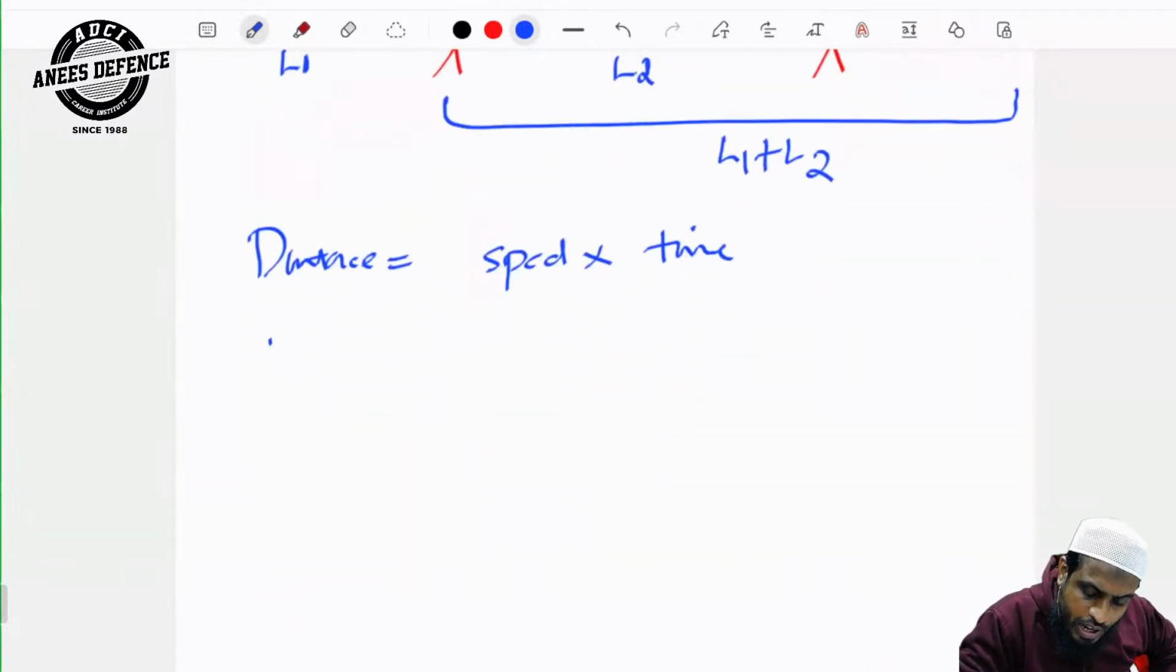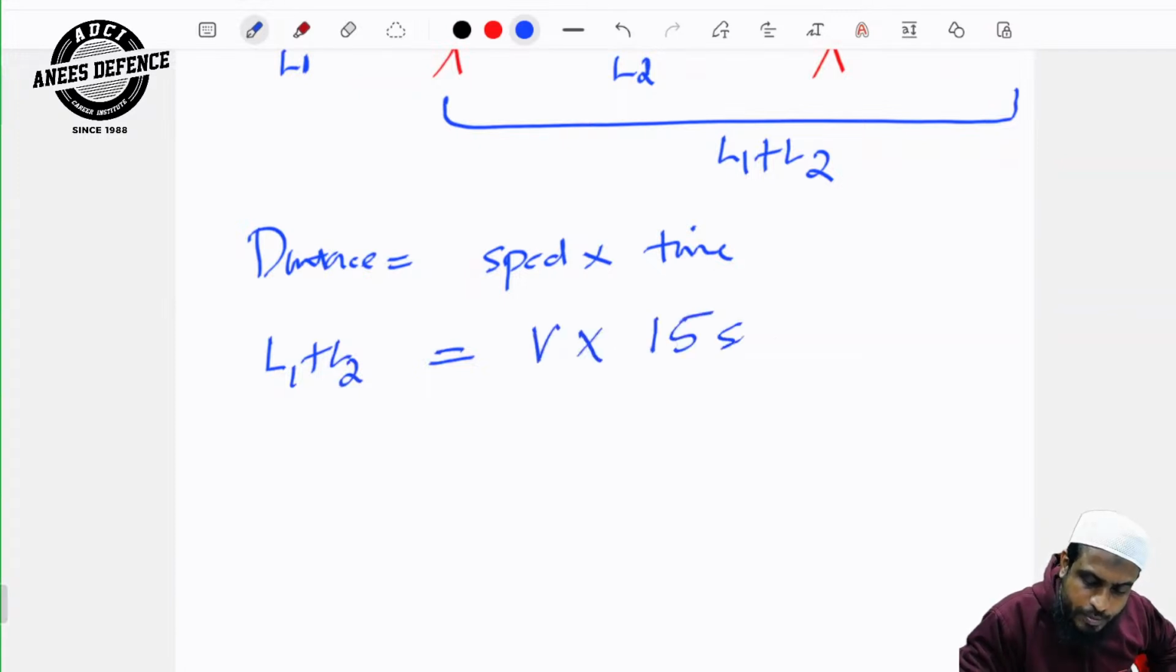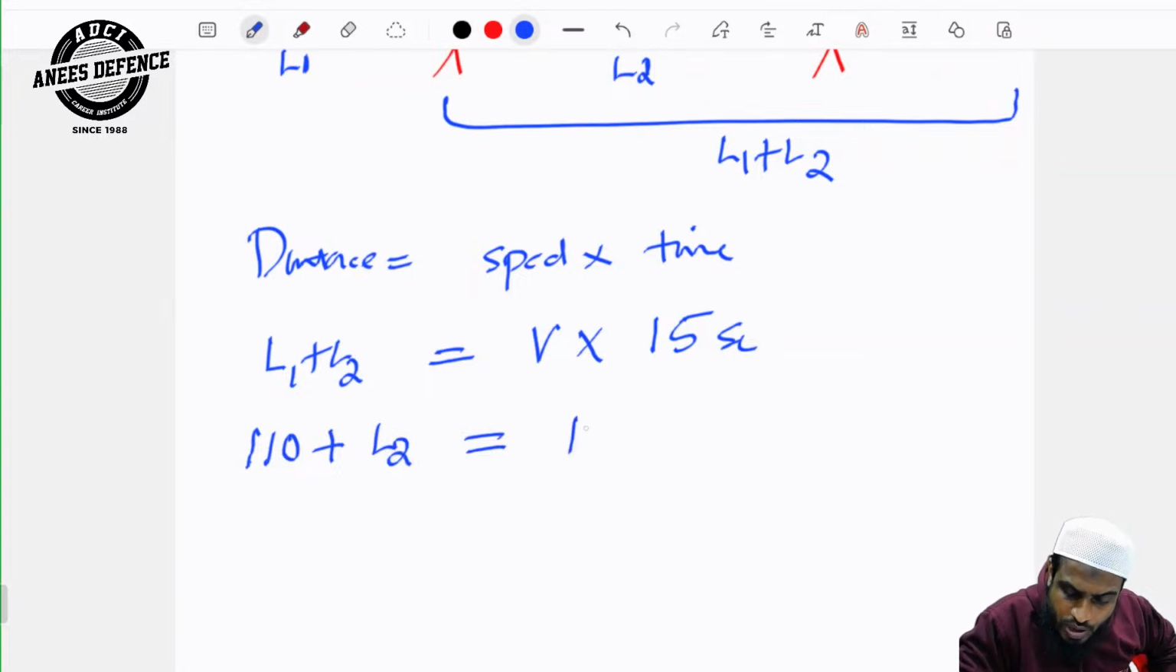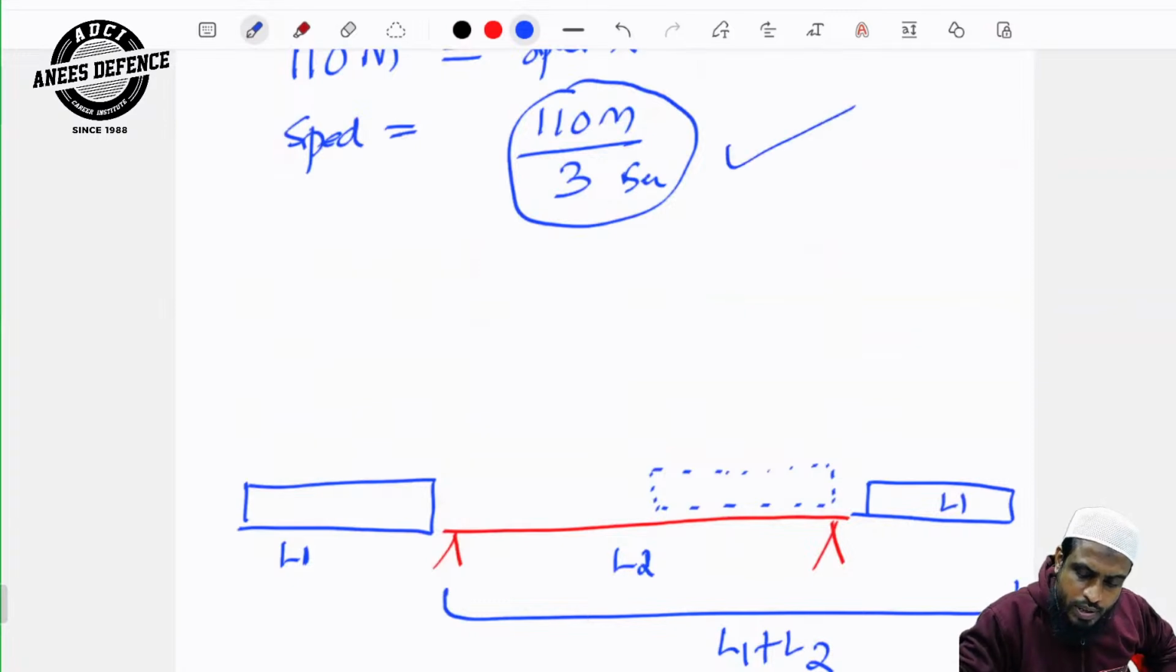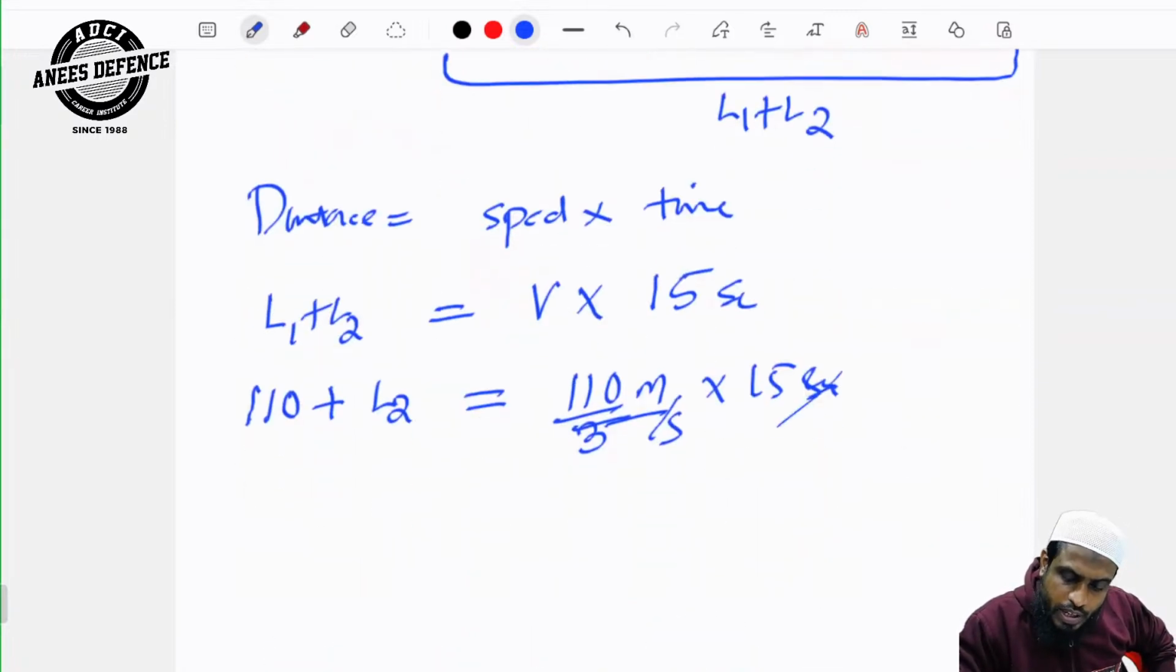So distance, L1 plus L2, is equal to speed into time, which is 15 seconds. What is the speed? L1 we can take as 110 meter, and L2 is the length of the platform. Speed is 110 by 3 meter per second into 15 seconds, because we already got the speed as 110 by 3. So the seconds get cancelled and we get meters.